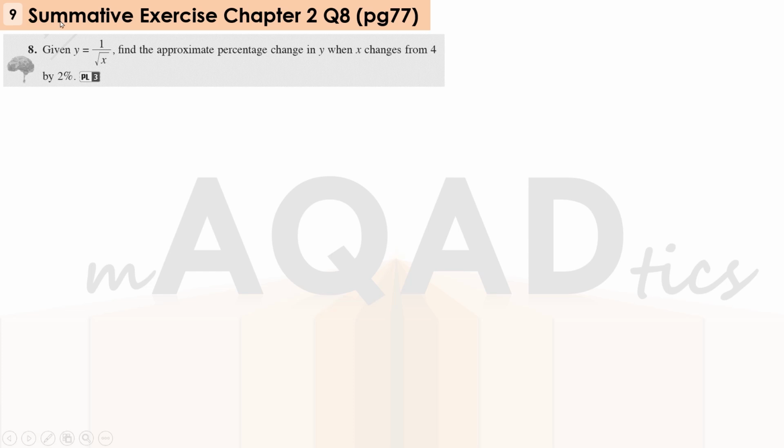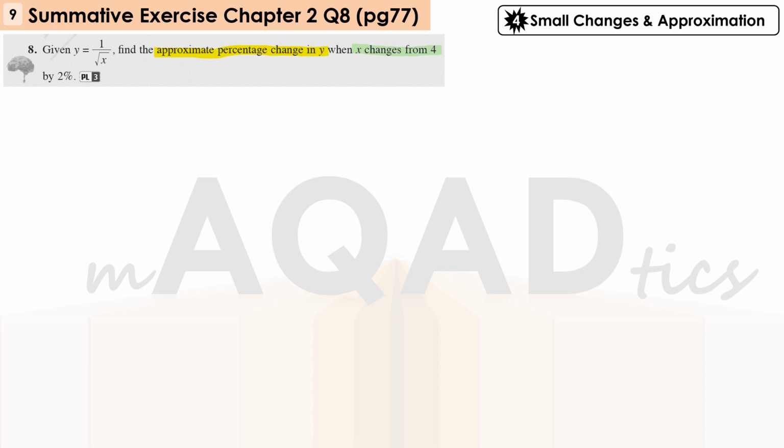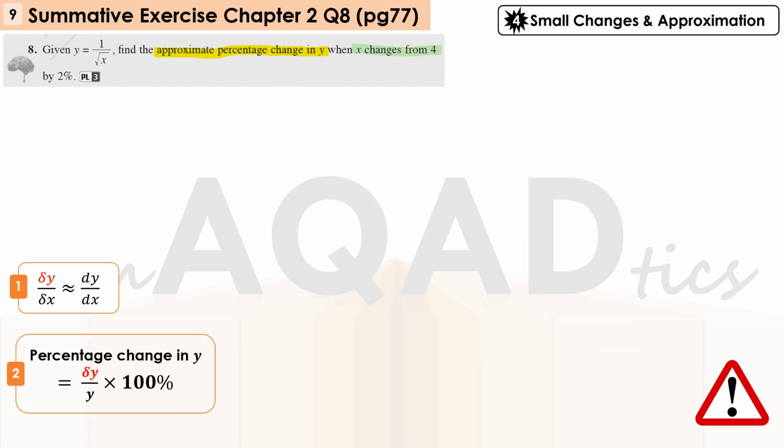Question 9, taken from textbook Summative Exercise, Chapter 2, Question 8. So for this question, we need to find the approximate percentage change in y, where x changes from 4 by 2%. This is actually the fourth application in differentiation: find the small changes or the approximation. For that application, we need these two formulas.